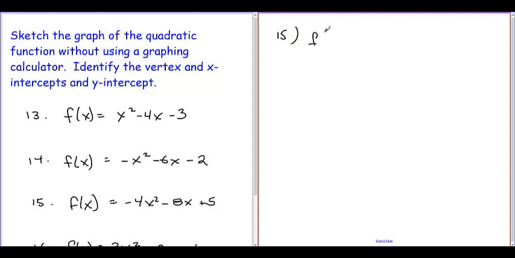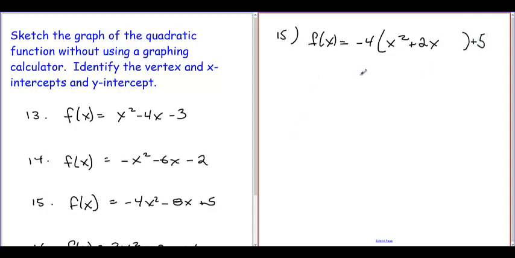So we have f of x equals negative 4. So we're going to factor out the negative 4 out of both those first two terms, so that'll leave x squared. We always want to get a coefficient of 1 in front of that before we complete the square. If we divide negative 8 by negative 4, we'll get positive 2. And then we have plus 5 at the end.